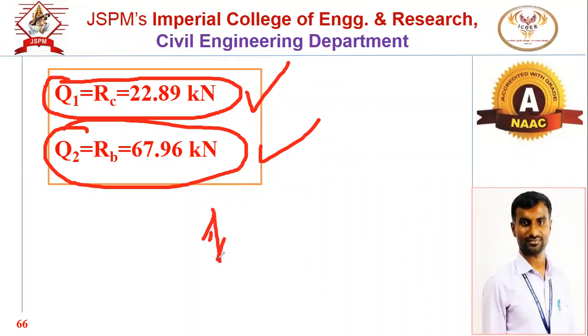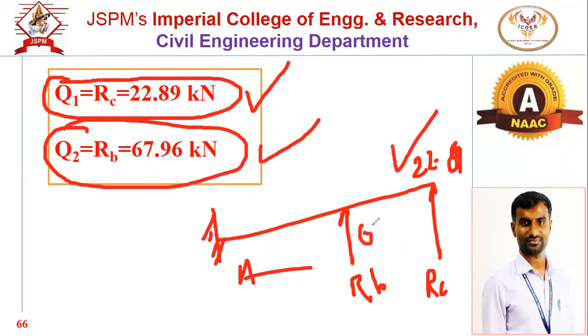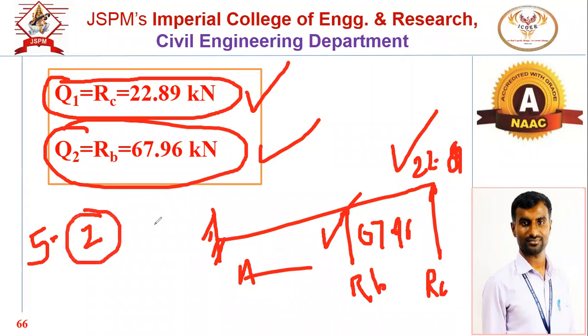And this was the beam: fixed support, roller support, roller support. This is A, this is RB, this is RC. After applying the compatibility equation of the flexibility method, you have got the two values. Q1 is RC, which is 22.89, the reaction at C. Then at B, 67.96 is the reaction at B. So basically, initially there were 5 reactions. Out of 5, we have selected 2 reactions for the flexibility analysis.